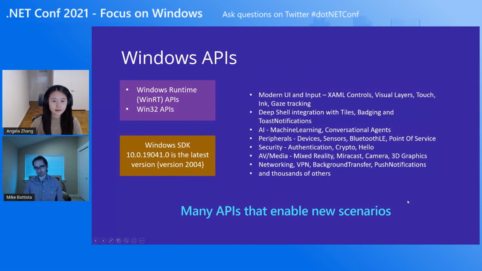Before we get into that, what are some examples of Windows APIs that you might want to call in your .NET apps? There's some on the screen here on the right. You can see that there's modern UI and input, gaze tracking, shell integration, machine learning, and thousands of others. Many APIs are available that enable new interesting scenarios. We've got Windows Runtime APIs in the SDK, which are the modern style of APIs that we've introduced in recent years. And then we've got Win32 APIs that have been around forever that provide a lot of unique functionality, source compatibility with existing code, down-level support. And we want it to be just as easy to call any of these APIs in your .NET apps.